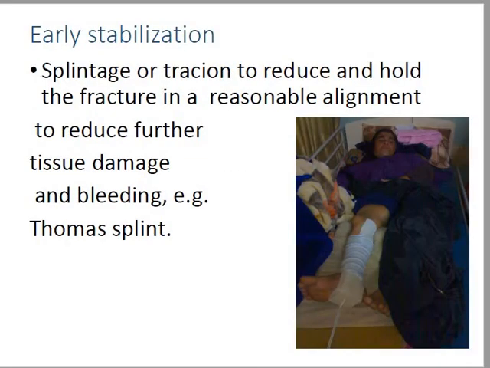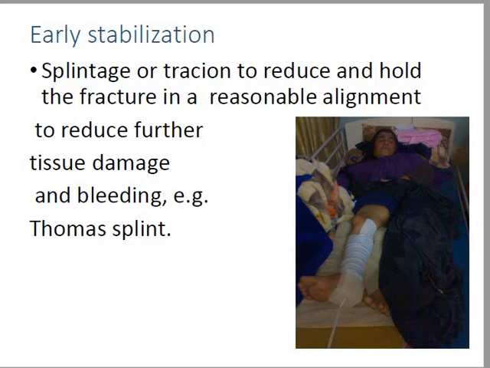Next, please. Now, of course, when you receive a patient in the emergency unit, you should do something to relieve the pain of the patient, to limit the trauma, and to limit the extent of soft tissue damage. So the first step is to put the patient in a splint or traction to reduce and hold the fracture in a reasonable alignment and to reduce further tissue damage and bleeding. For example, a Thomas splint. In this picture you see that this old lady has been put on skin traction.